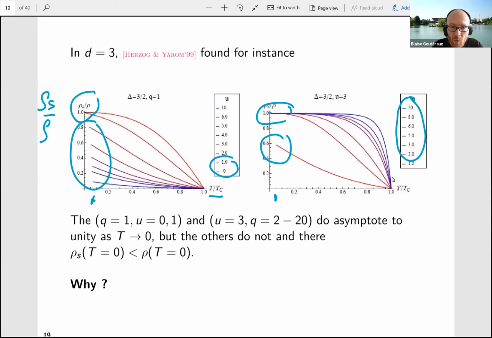So you might ask, why? This seems to be completely at odds with everything I've been telling you before in the introduction.